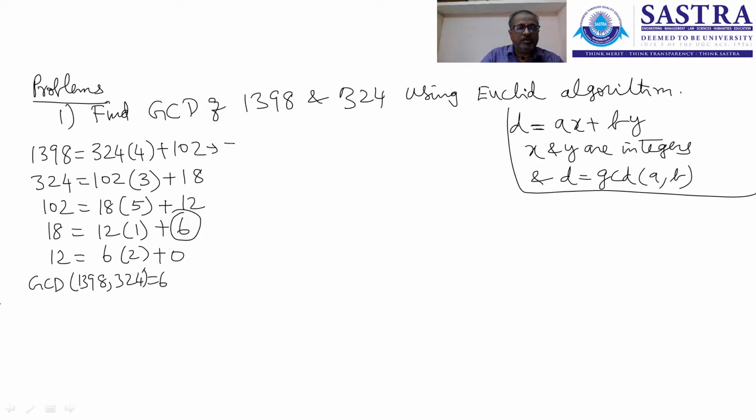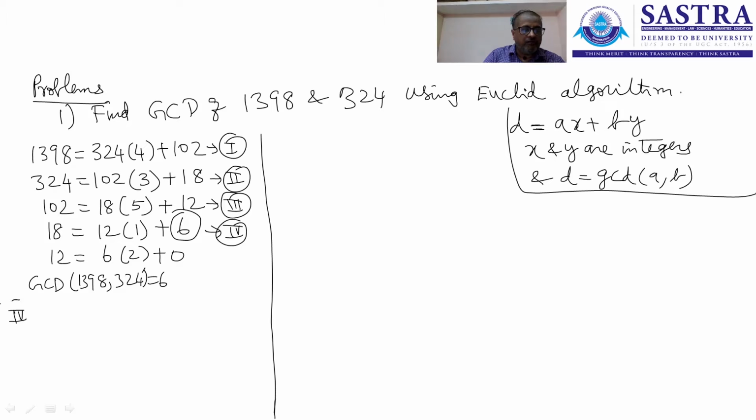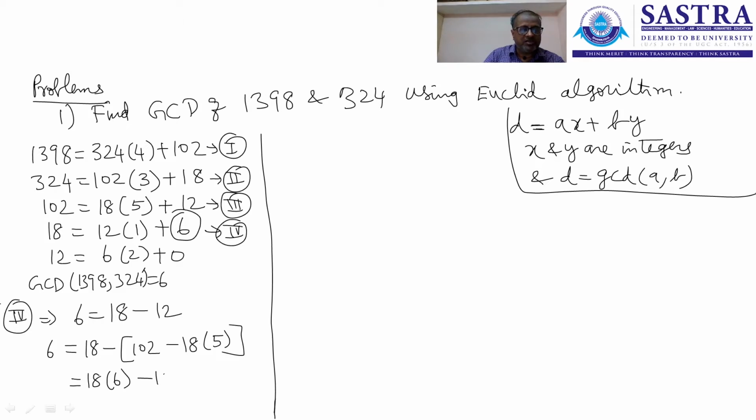For our convenience, let me write these as equation 1, equation 2, equation 3, and equation 4. Now I want to express this D in terms of AX plus BY. For that, I rewrite equation 4 like this: 6 is equal to 18 minus 12, from 4. Now I will express this 12 in terms of 102 and 18 using 3. So 6 would be 18 minus, I rewrite this 12 as 102 minus 18 into 5. When I do it, minus into minus becomes plus. 5 plus 1, 6. I will have 18 into 6 minus 102. This I get from 3.